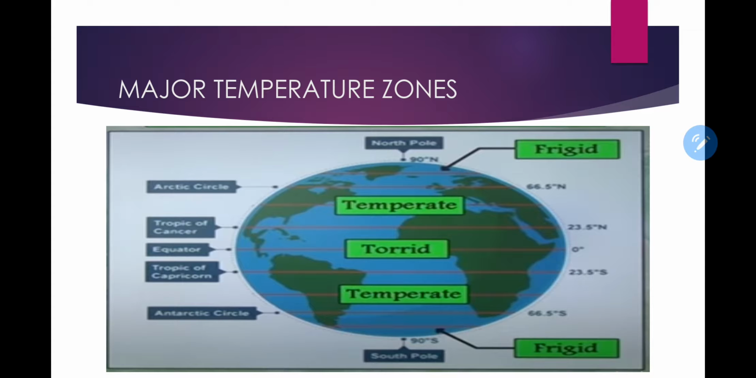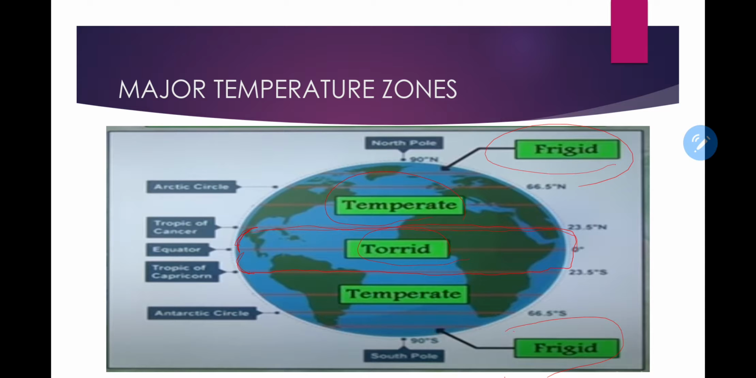So, as we have drawn over there, three major temperature zones are there, and they are torrid zone, temperate zone and frigid zone. So, torrid zone lies from the equator to Tropic of Cancer and equator to Tropic of Capricorn. So, this whole area is called a torrid zone, right?